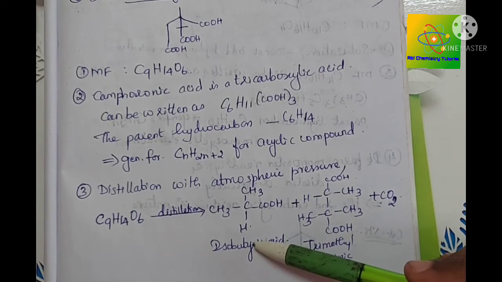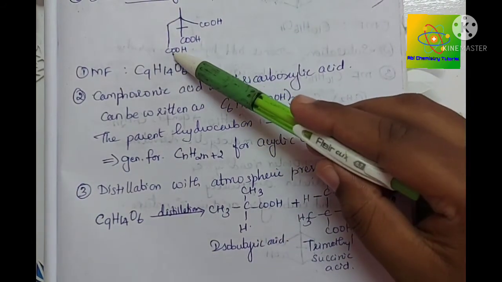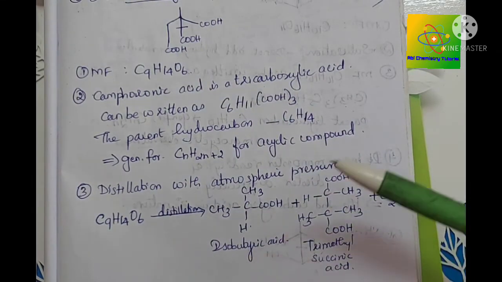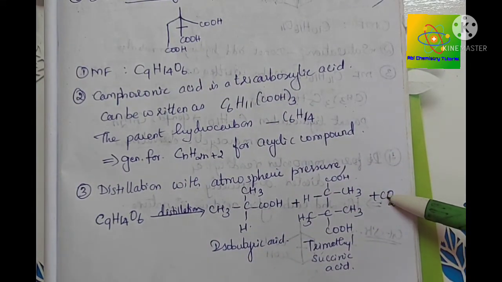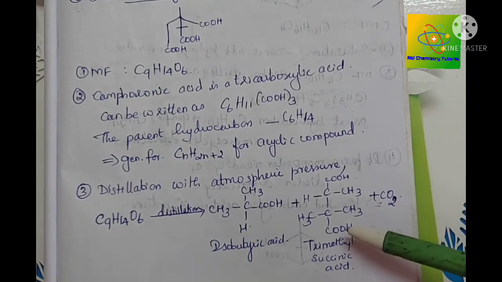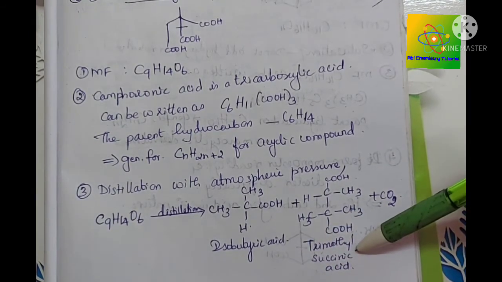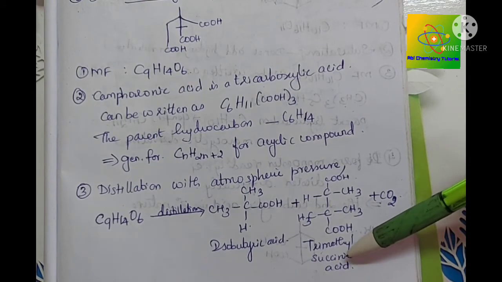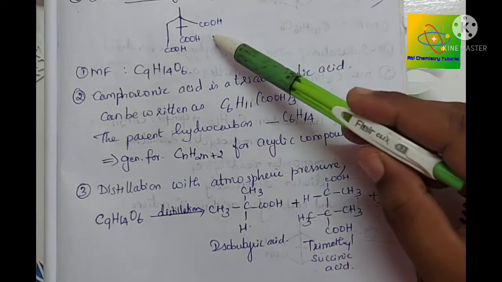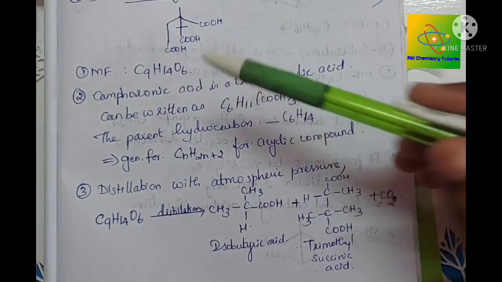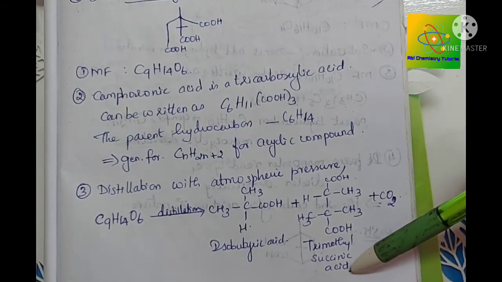And isobutyric acid, we can see from this COOH, this carboxylic acid we got as isobutyric acid, and also one carbon dioxide molecule is released. So on distillation with atmospheric pressure, we get trimethyl succinic acid and isobutyric acid. So this reaction can be explained only if the structure of camphoronic acid is this. So if this is the structure only, we can explain this distillation reaction.